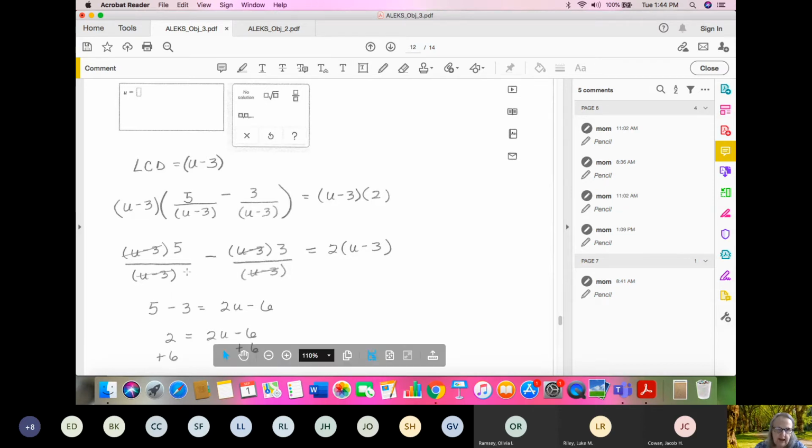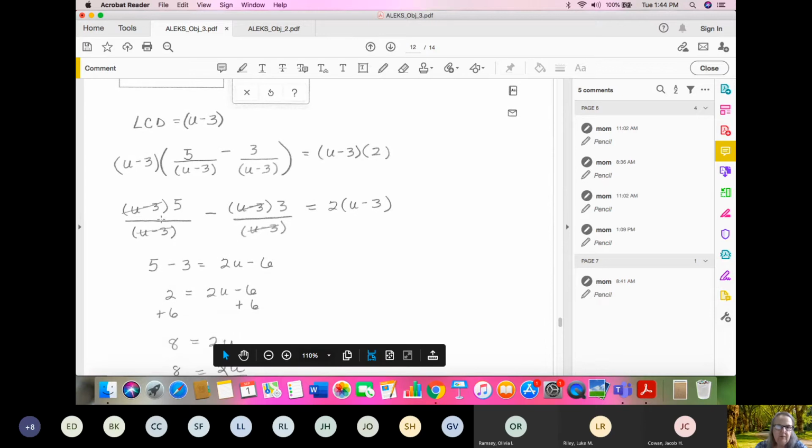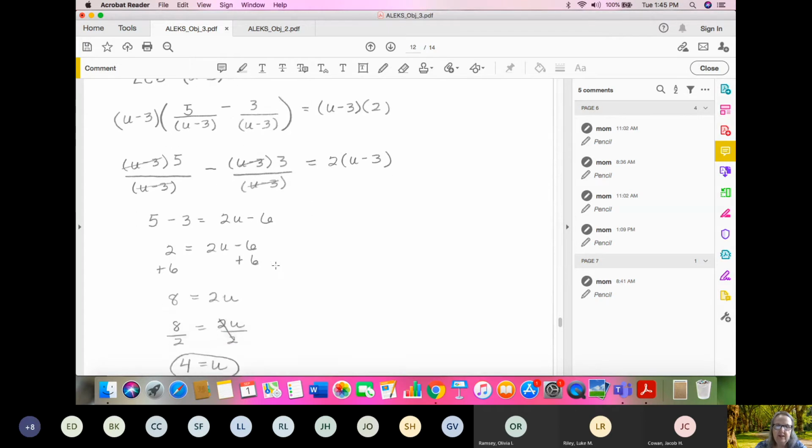So let's look at each term by itself. U minus 3 divided by u minus 3, that represents the same real number. A number divided by itself is 1. So that's what we've got here. 1 times 5 is 5. Minus, these guys cancel, minus 3 equals, let's distribute the 2 through, 2u, and then 2 times negative 3, which is negative 6. So we get 2u minus 6.